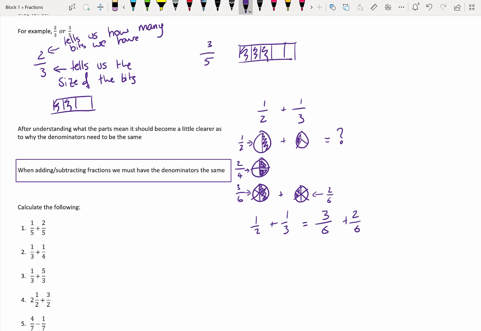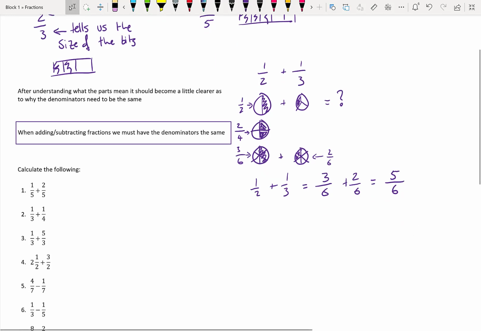Now, I can add them together, because now my size of chunks are the same. Now I've got the same size bits of cake. Okay, that's not going to change. They're still going to be the same size. What is changing is how many I've got. And this one I had 3, that one I've got 2, and so when I add them together, I end up getting 5 bits of cake. So that's just a little bit of theory as to what it is we're doing. Let's do some of these examples.